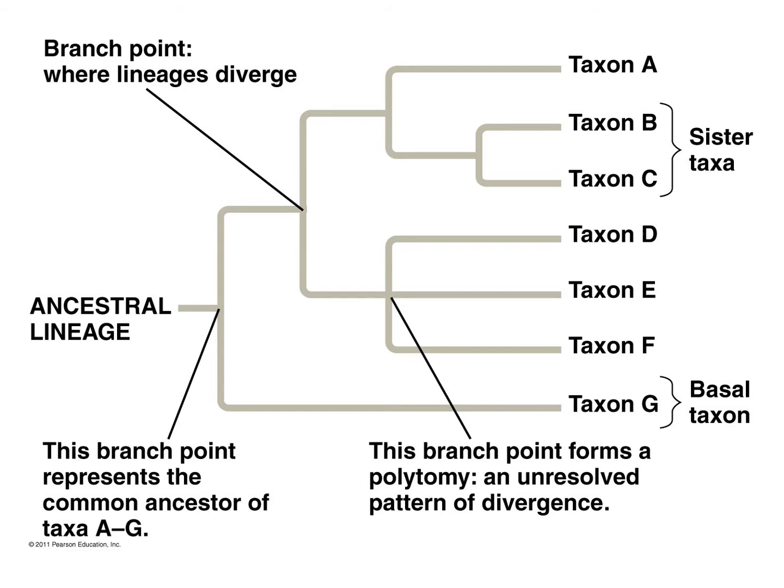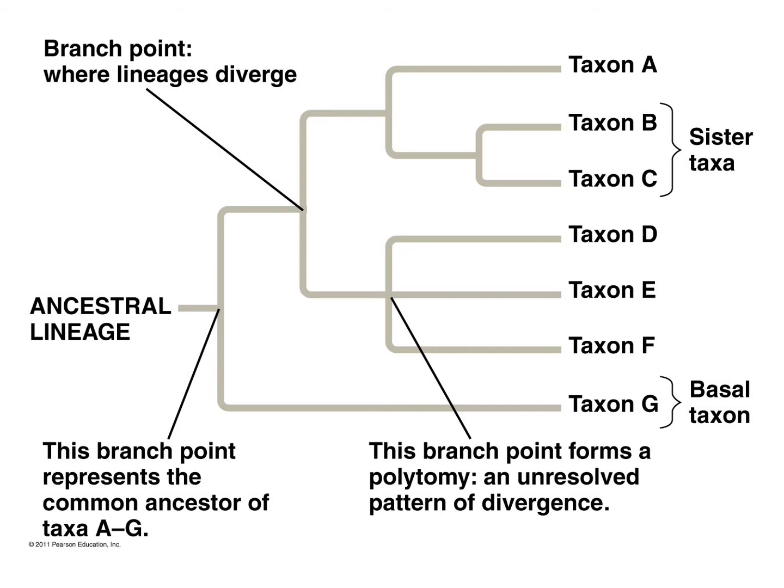So again, we use branching diagrams to portray relationships and histories. This figure shows us how to interpret a branching diagram. So there are taxa represented here. Taxon A, B, C, D, E, F, and G. The word taxon means a group of organisms at any level in a classification scheme. These taxa are all derived from a common ancestor.